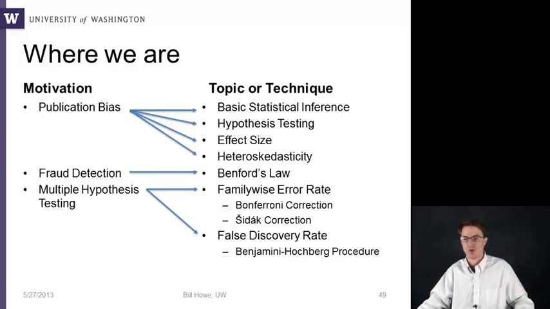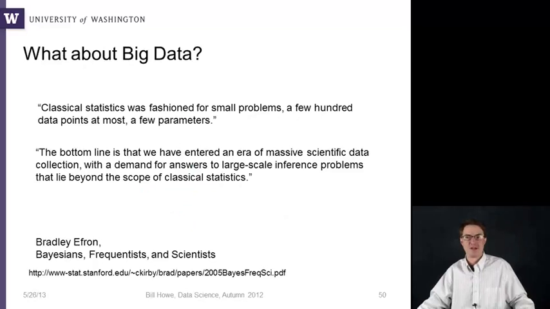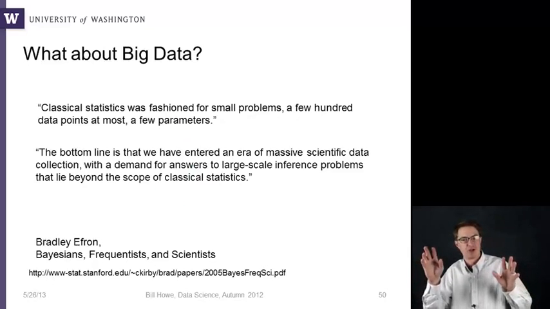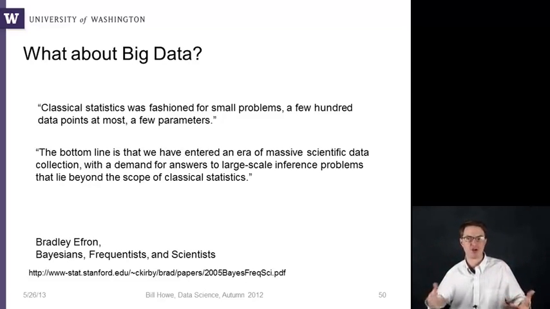Now, what about big data? What changes? Well, Brad Efron, who's a world-renowned statistician, describes it this way. He says classical statistics was fashioned for small problems, a few hundred data points at most, and just a few parameters. The bottom line is that we've entered an era of massive scientific data collection with a demand for answers to large-scale inference problems that lie beyond the scope of classical statistics. And so this suggests that something is changing in the era of big data.